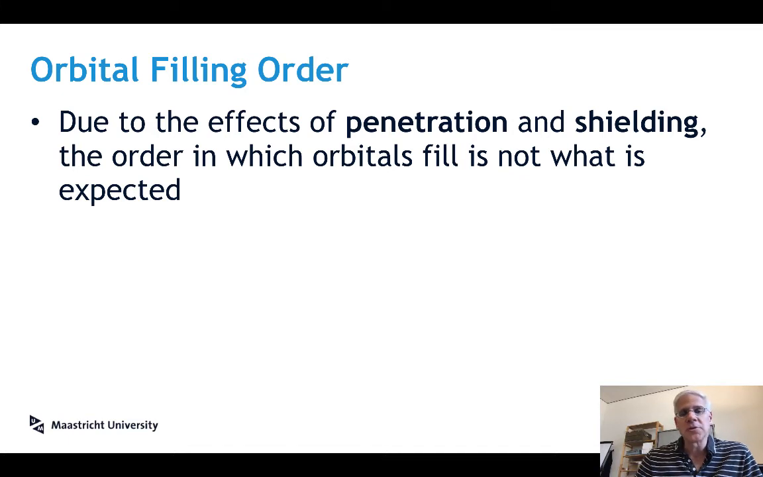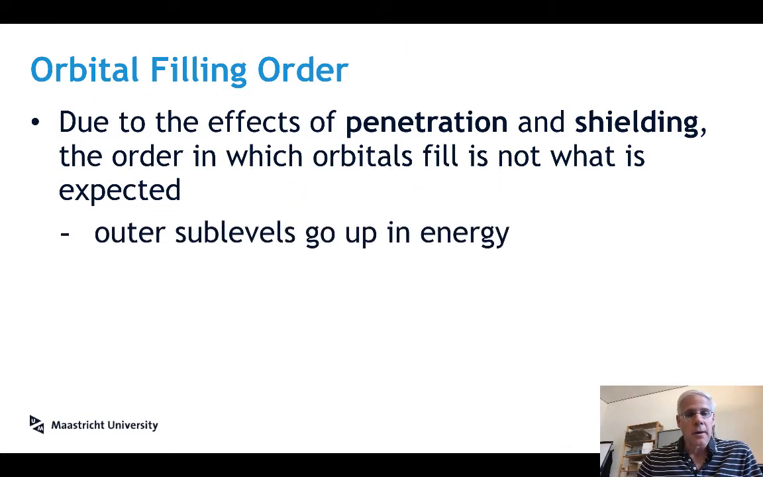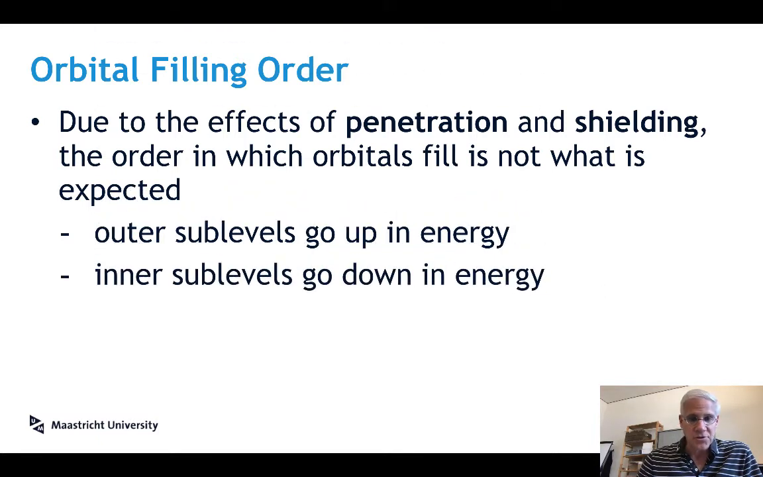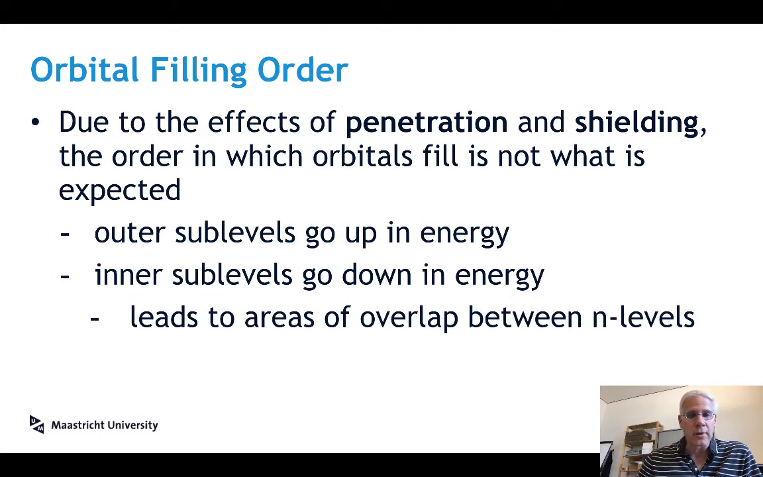Now, we're not going to go too much into the concepts of penetration and shielding, but because of those 2 factors, it's why orbitals don't fill completely in n-level order. Because of penetration and shielding, outer sublevels go up in energy, so they get raised, and your inner sublevels begin to go down in energy. What that leads to is an overlap sometimes between adjacent n levels, and it starts with the n equals 3 and n equals 4 levels.